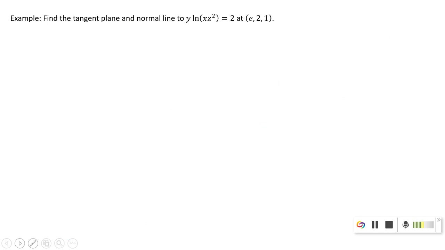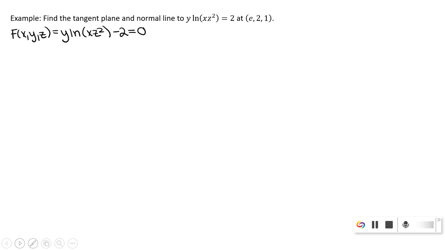All right, let's do one more. Second example, similar process. Find the tangent plane. So just like we did in the previous problem. And now we're going to also find the normal line. So that would be a line that's orthogonal or perpendicular to that plane, passing through that plane. To the surface y times natural log of xz squared equals 2 at the point e, 2, 1.